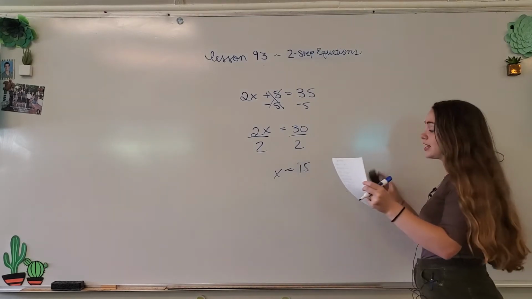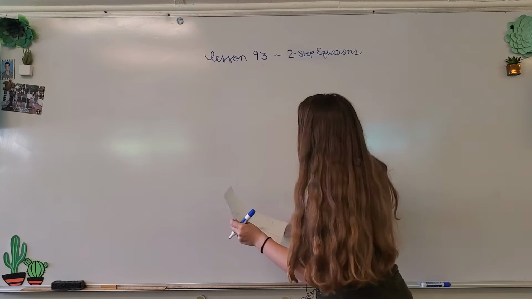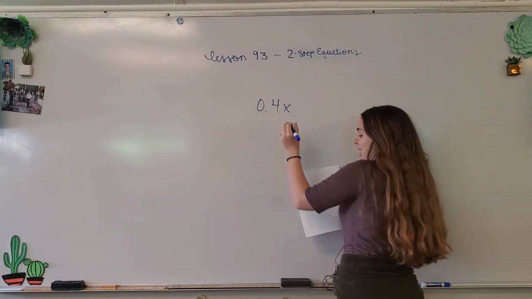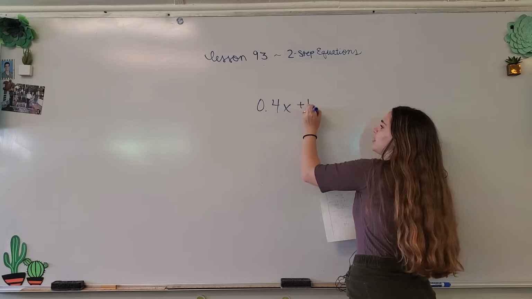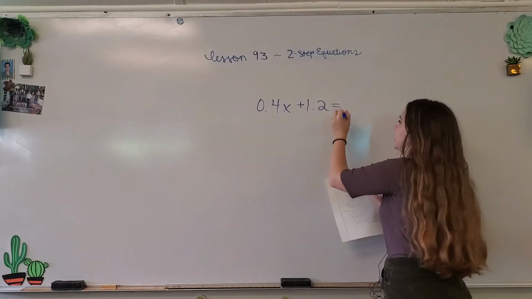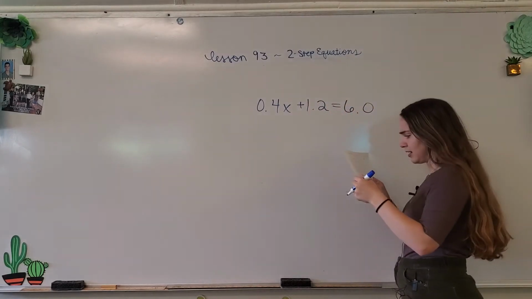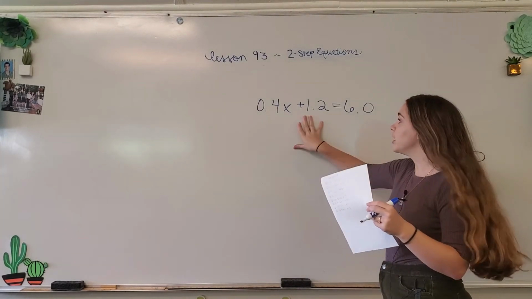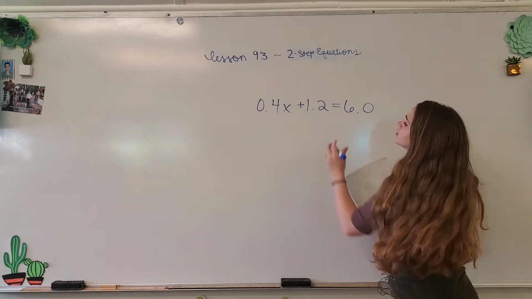And here's our first example. 0.4x plus 1.2 equals 6.0. Be careful with your points. So we're gonna, of course, subtract first.